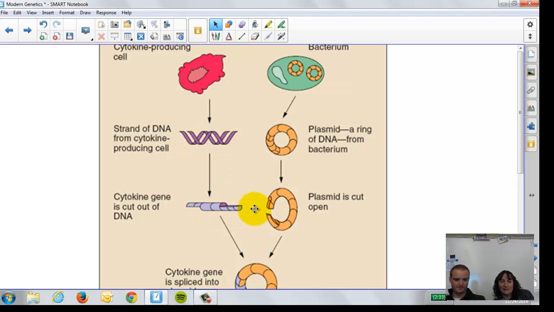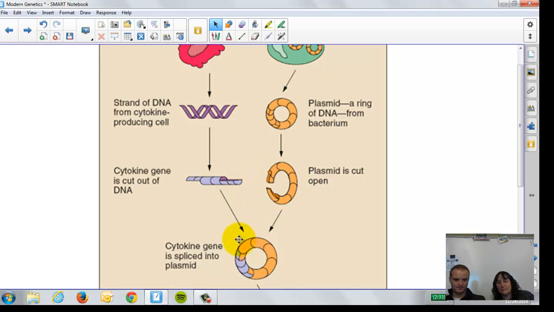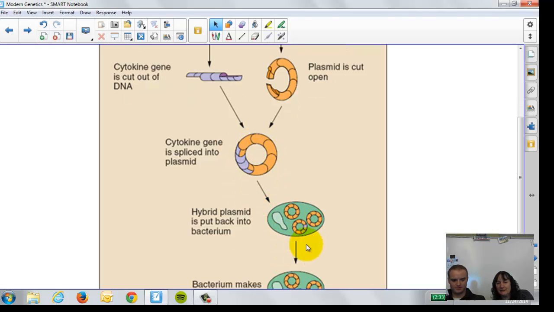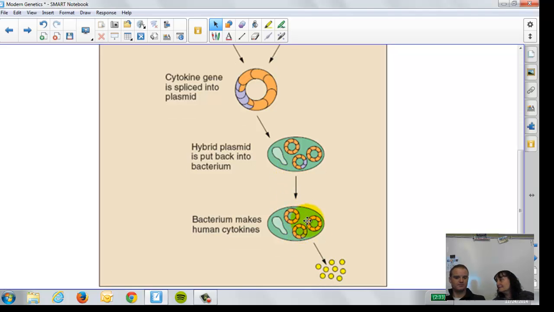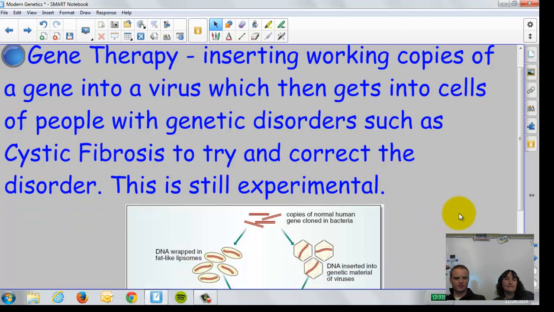They take that little piece of the gene out. They cut that bacteria plasmid, that little round thing, so it's opened up, and they kind of splice it in there. Okay. So then you can see that it becomes part of that bacteria plasmid, and it goes into the bacteria, and it starts producing those little cytokines, those little yellow dots there. And then they can extract those out and give them to people if they need that in their medicines. Very cool.